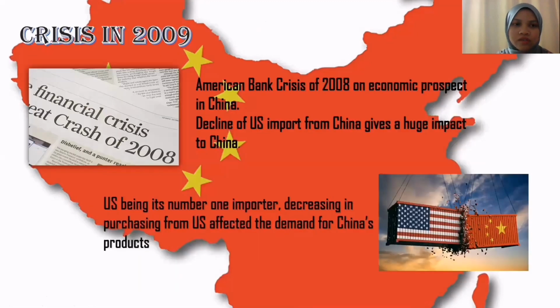So there was a crisis in 2009. This crisis happened because of the American bank crisis of 2008. The decline of US imports from China contracted the Chinese economy after China opened up to the global market and emerged as a rapidly growing developing economy, mainly because of its export-oriented policies, the US being its number one importer. So the recession has decreased purchases of China's goods.